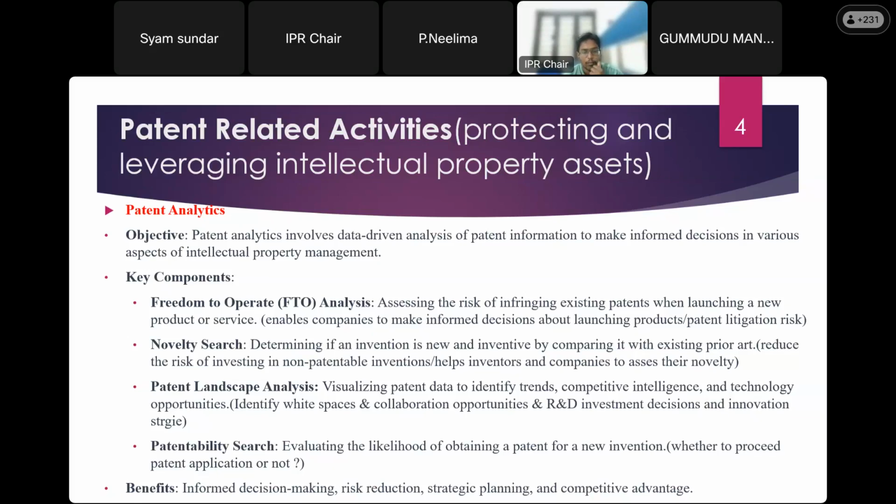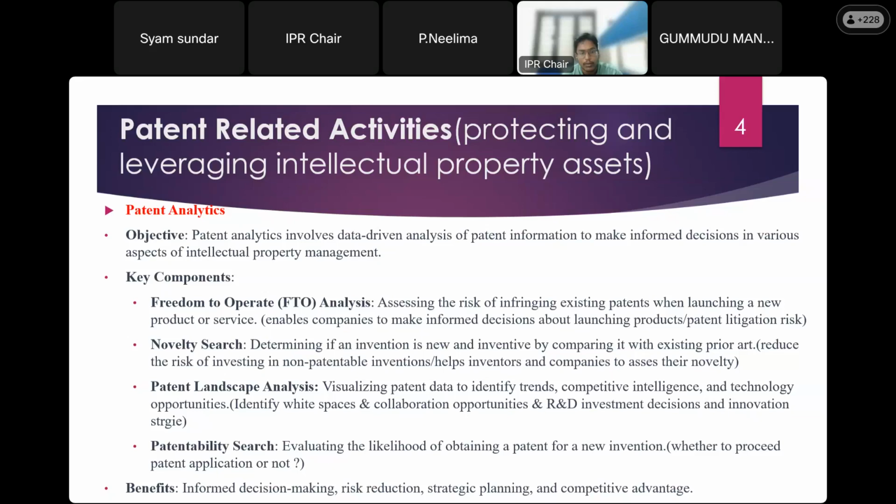So this is one of the prospects for a computer science student, or for that matter for any engineer. If you are good at searches, you can prefer this. You do not need to come up with some invention and file a patent. You can assess the patentability of somebody's invention, or you can assess if anybody wants to launch their patented product in the market and wants to check whether they are infringing somebody's patent or not. That is called freedom to operate search, or novelty search, patentability search, patent landscape analysis.